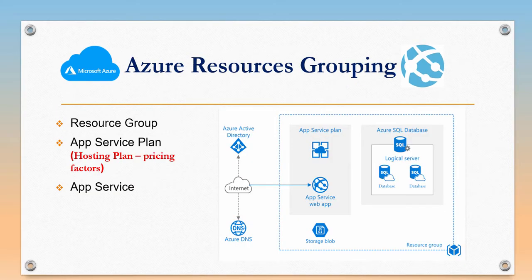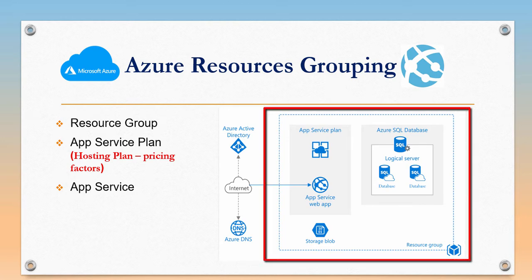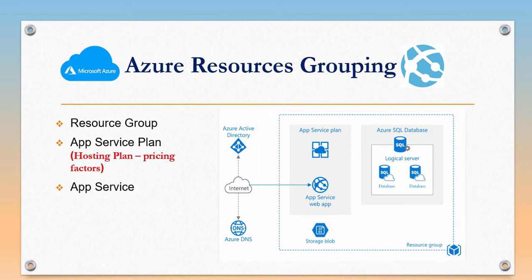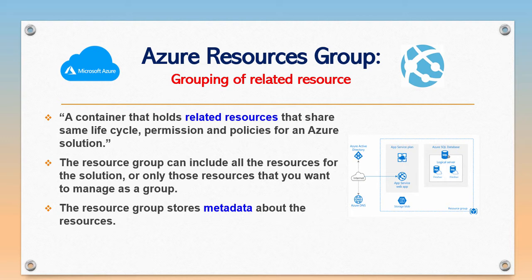Now let us discuss about the Azure Resource Group. As you can see in the picture, Azure Resource Group contains a couple of Azure resources: Azure App Service Plan, Azure SQL Database, App Service Web App and Storage Blob. All of these four Azure services are within the Azure Resource Group. As we were discussing, this is used for grouping of related resources.